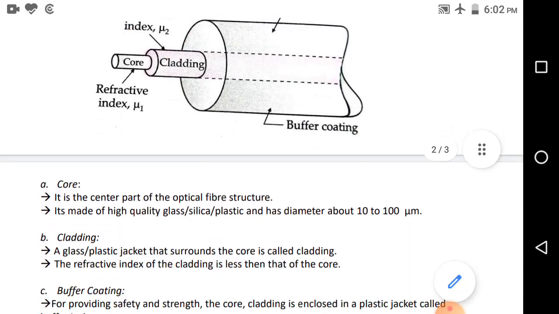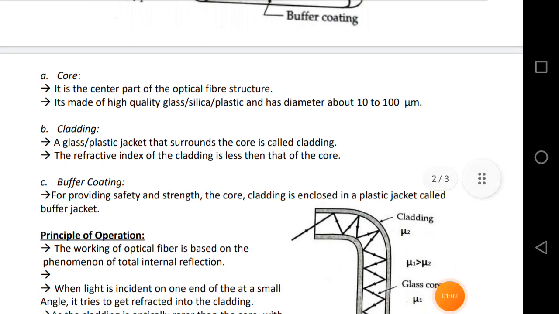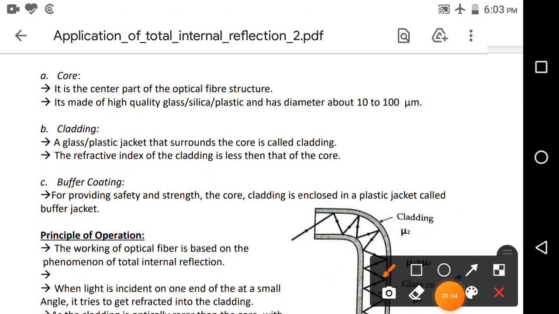Okay, so first one, core is the central part of the optical fiber structure. It is present at the center of the optical fiber, and its diameter is in the range of 10 micrometer to 100 micrometer, and it is made up of glass, silica or plastic. Then cladding is a glass or plastic jacket that surrounds the core.